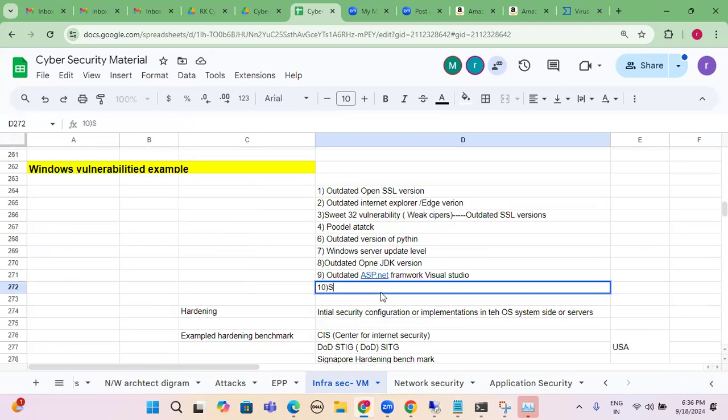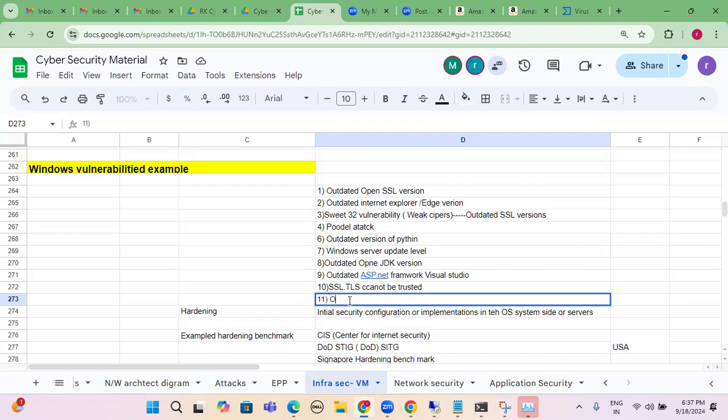SSL TLS cannot be trusted. What is meant by that? Anyone? What is meant by SSL TLS cannot be trusted? If it is not from a licensed vendor. Exactly, that's correct. It's not from a certificate authority vendor. So it is like our own certificate and we are using it for publicly exposed websites. So that is called SSL-TLS certificate cannot be trusted. And outdated SSL version, I will provide here.